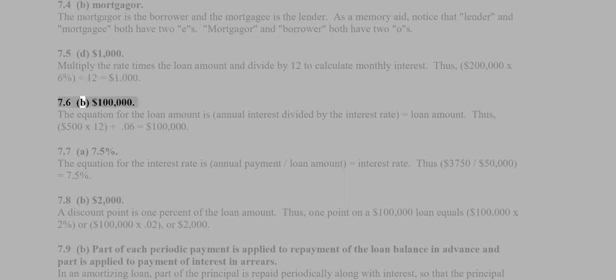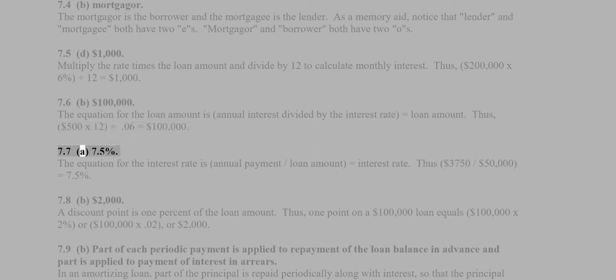7.6 b. $100,000. The equation for the loan amount is, annual interest divided by the interest rate, equals loan amount. Thus, $500 x 12, divided by 0.06 equals $100,000.